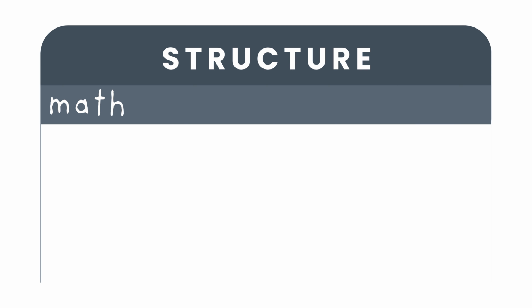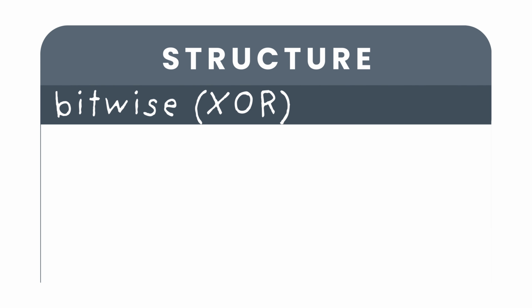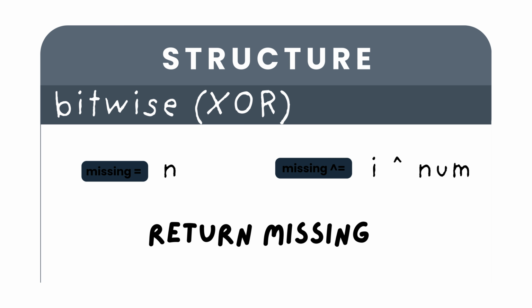Let's structure the mathematical approach. Compute the expected sum from 0 to n. Compute the actual sum of the array. Subtract the actual sum from the expected sum to get the missing number. Or structure the XOR approach. Initialize missing to n. XOR all numbers in the array with all numbers from 0 to n. The result is the missing number.